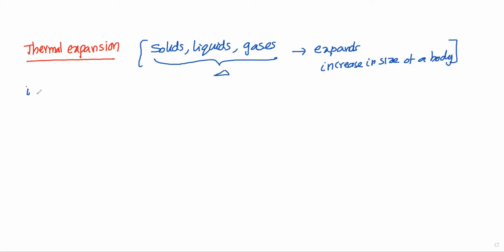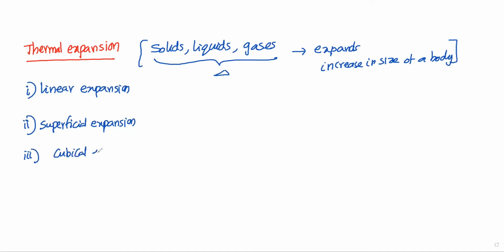Thermal expansions are of different kinds. One is linear expansion. Second one is superficial expansion. Third one is cubical expansion. What is linear expansion? It is the increase in the length of a metal rod on heating. Say, for example, L is the length of a metal rod. If you give heat, it increases the length. This kind of expansion we can call linear expansion.